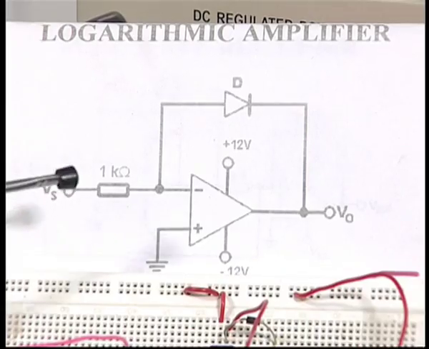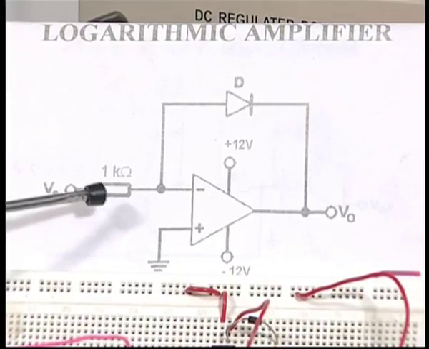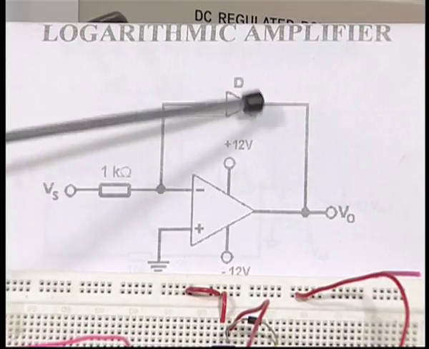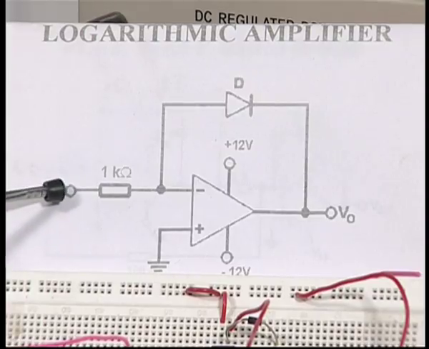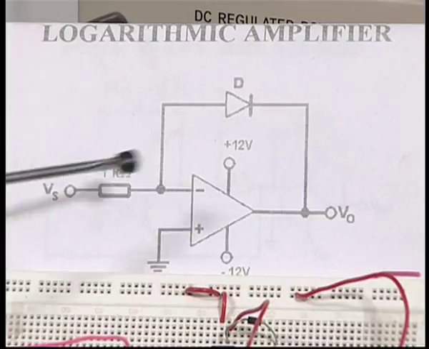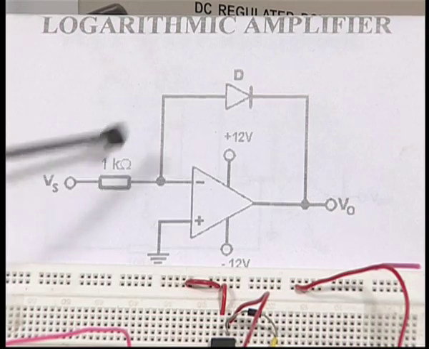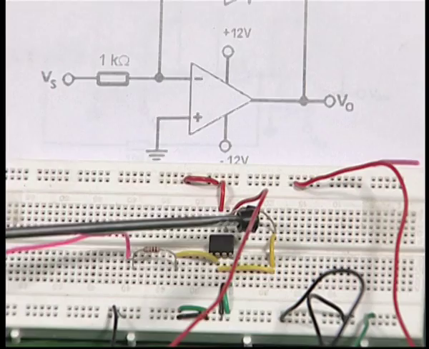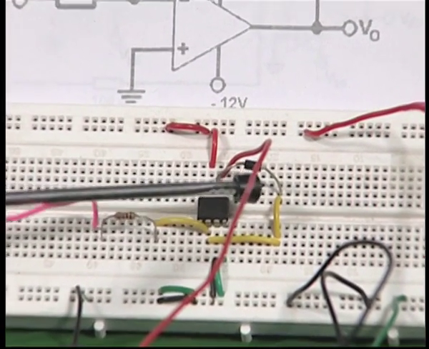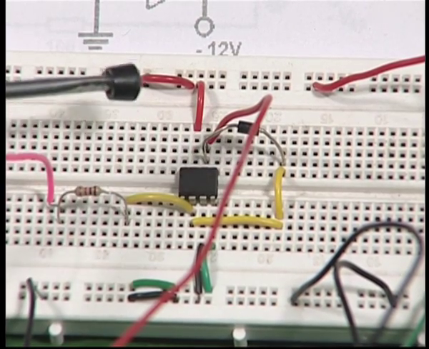You can see the circuit here. There is a 1 kilo ohm resistor at the input R, a diode, and the op amp. The inverting terminal is the one to which we are giving the input, therefore the output should be negative of the input, and because there is a diode, it will be the logarithm of the input voltage. This is the graph, and you can also see the diode below the circuit. I have not used a transistor, only a normal silicon diode, 1N4001 or so, some standard diode.